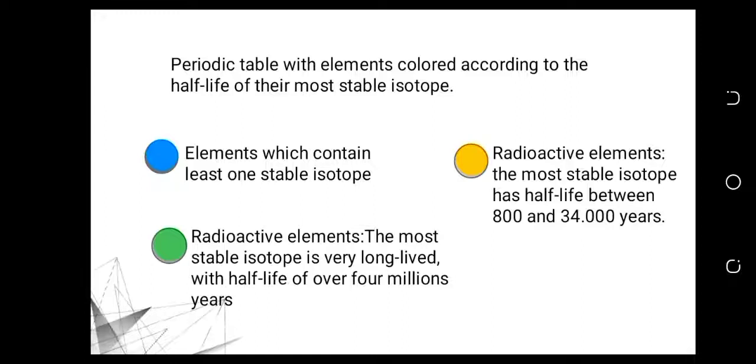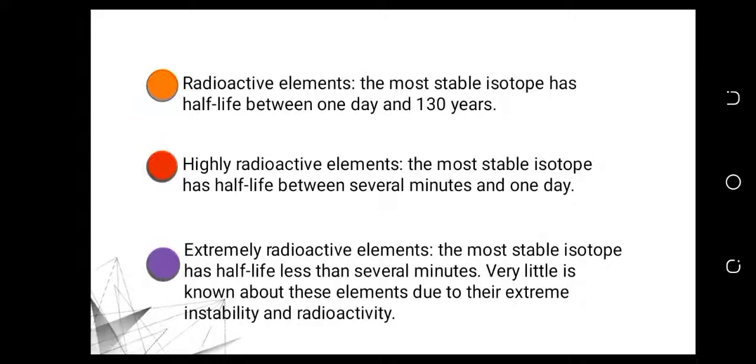half-life of over 4 million years. Then, yellow is radioactive elements, the most stable isotope has half-life between 800 and 34,000 years. Orange is radioactive elements, the most stable isotope has half-life between 1 day and 130 years. Red is highly radioactive elements. The most stable isotope has half-life between several minutes and 1 day.